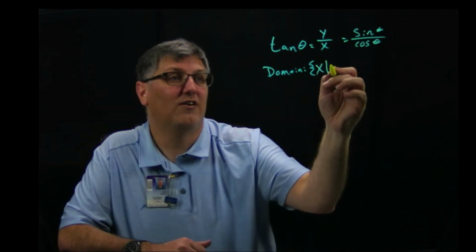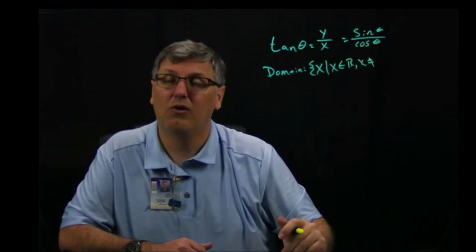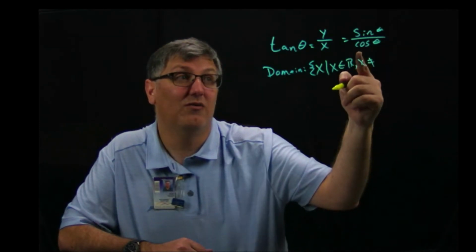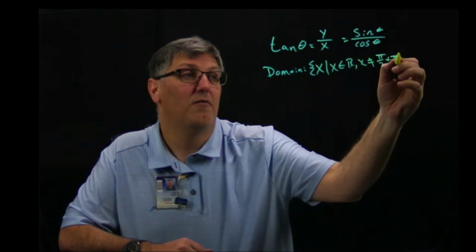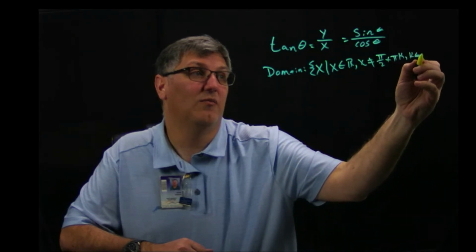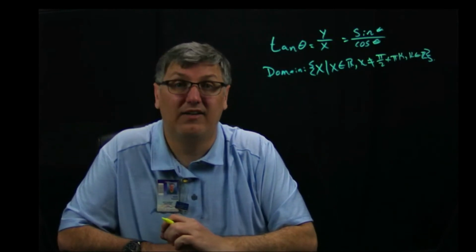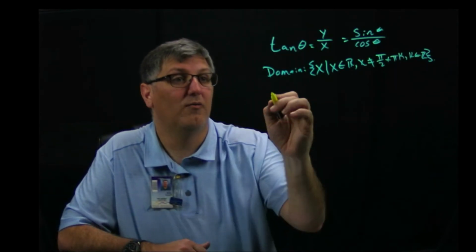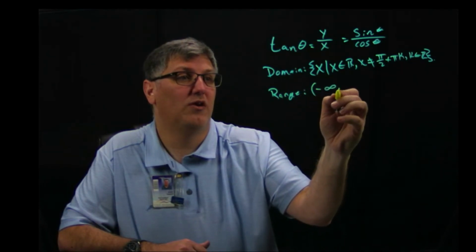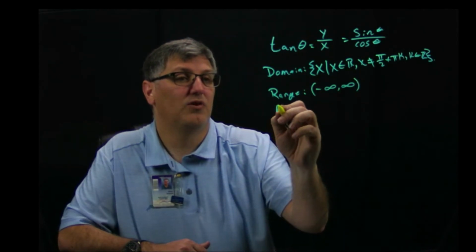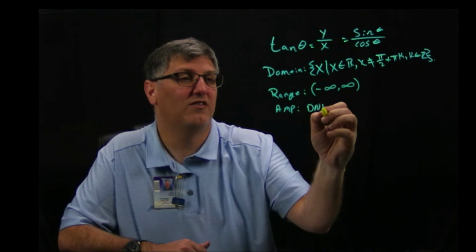So it's going to be the set of all x's such that x is an element of the real numbers and x cannot equal, well, when cosine equals 0. Well, that starts at 0. Nope, that starts at pi over 2. Pi over 2 plus pi k when k is an element of my integers. All right, it's the same domain as secant. My range, though, is going to change. My range of tangent is all real numbers. Amplitude. This doesn't exist because this does not have a max or a min, so this does not exist.